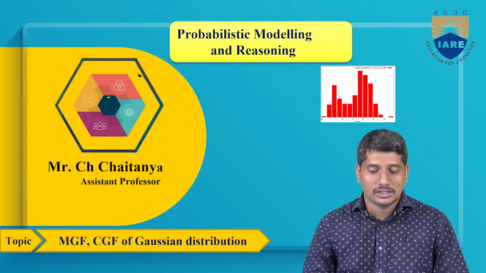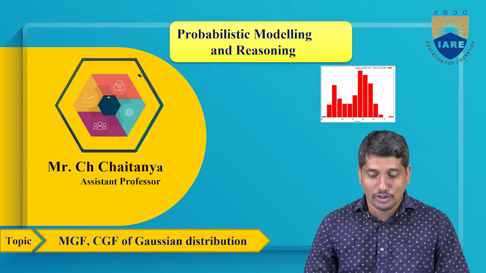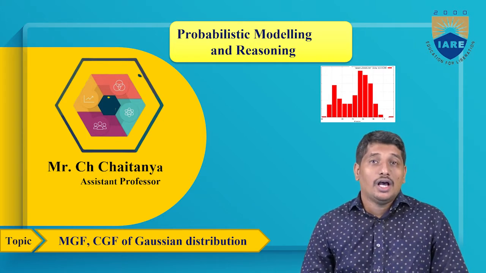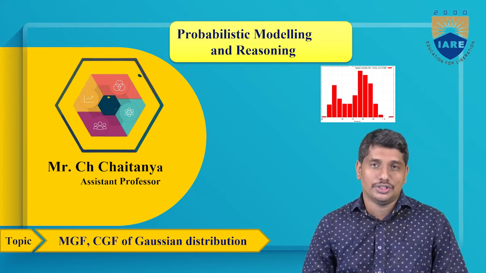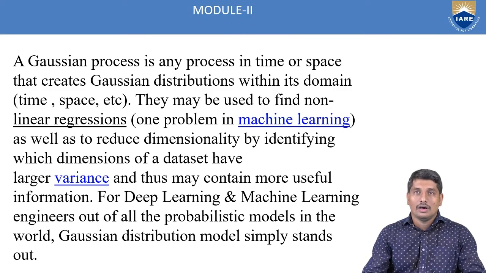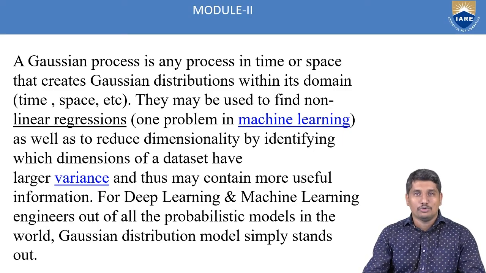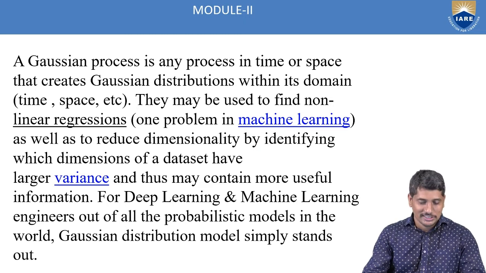Today, we are going to discuss the moment generating function and the cumulative generating function of Gaussian distribution, and how to calculate skewness and kurtosis of Gaussian distribution with the help of MGF and CGF. The introduction of Gaussian approach towards machine learning is given in the last lecture, which is very important in dimensionality reduction and also in solving nonlinear regression problems related to machine learning.